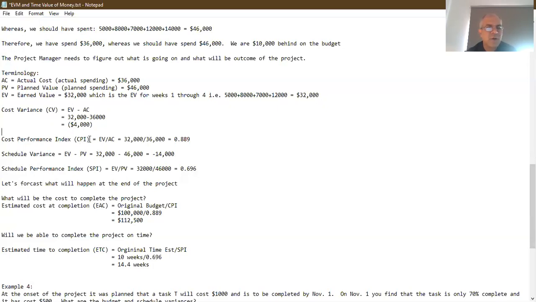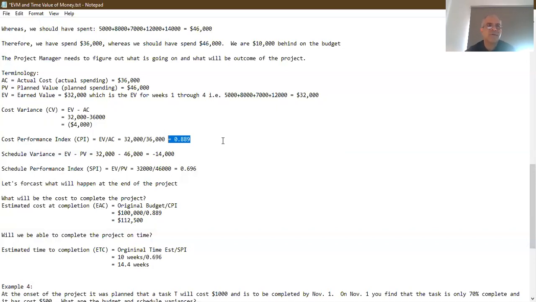We calculate something called the cost performance index. If you notice this formula here, the cost variance is EV minus AC, and the cost performance index is the same thing, but because it's an index, there's a numerator and a denominator. So it's the same EV, the same AC, but instead of subtracting the two figures, we're dividing them. So we get 32,000 divided by 36,000, which gives us 0.889. Right. So what is this saying? This is saying that for every $1 that is spent, we're bringing home 88 cents worth of value.